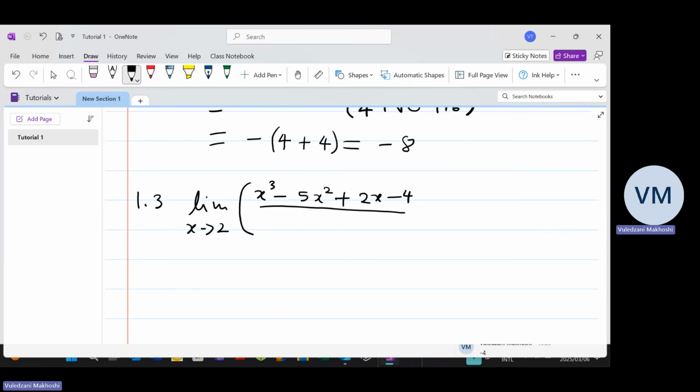Divide this by x squared minus 3x plus 3. Then we check whether 2 is in the domain of our function. Of course, to check whether 2 is in the domain of this function, we just take the 2, put it where there is x. We have 4, 4 minus 6.